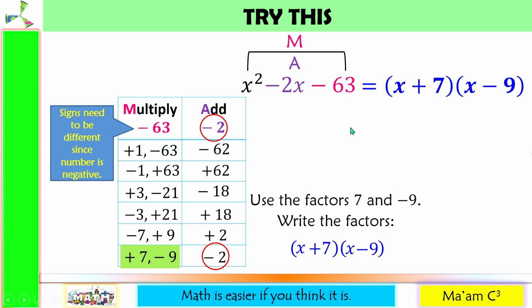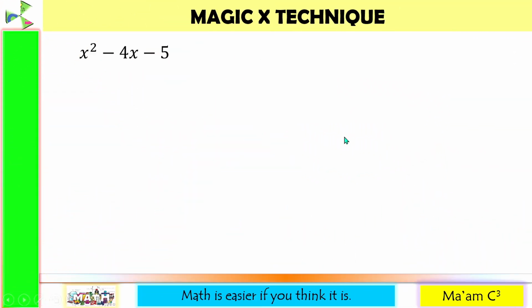This time, I'm going to teach you another technique, the magic x technique. Let's start with this example, x squared minus 4x minus 5. So what I'm going to do is to determine the factors of my third term, disregarding its sign. So the factors of 5, we only have 1 and 5.